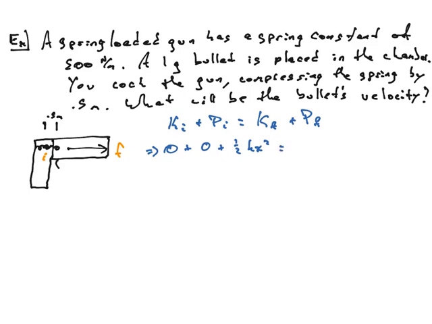Now we go to the final position. Final position is we've shot the gun, the spring gets released, and pushes the bullet out of the gun. At this location, are we moving? Yep, we are, so there's 1/2 mv squared. No height, because we left the gun at the same height as we started. There's no difference in height there.